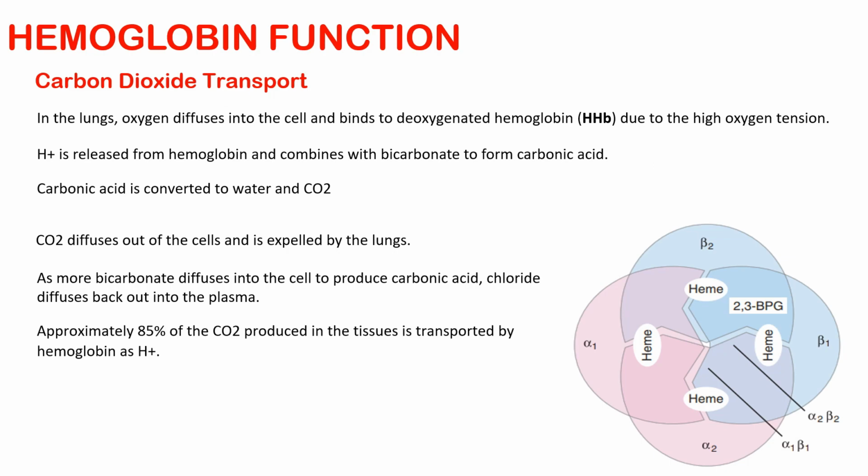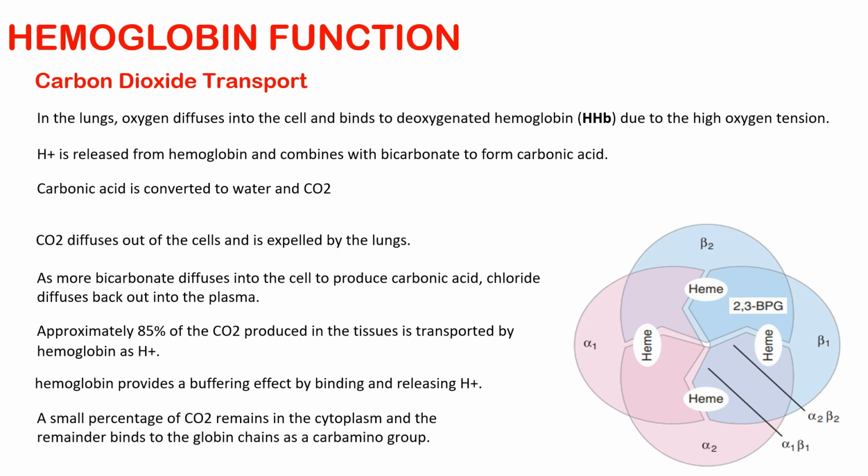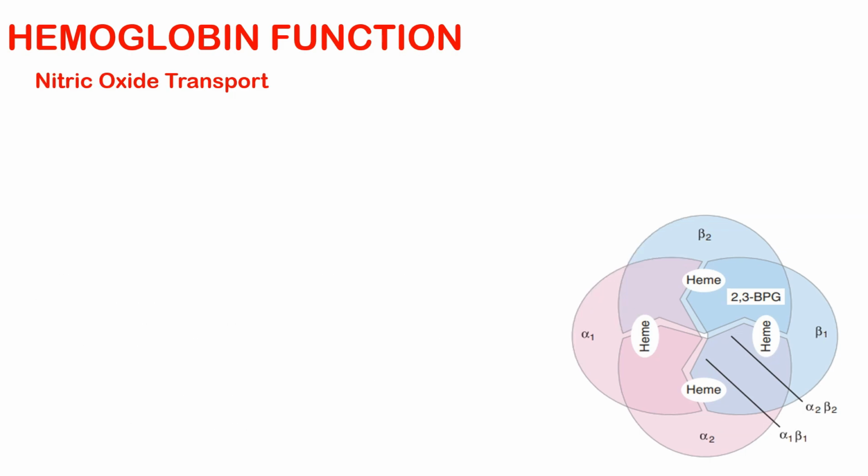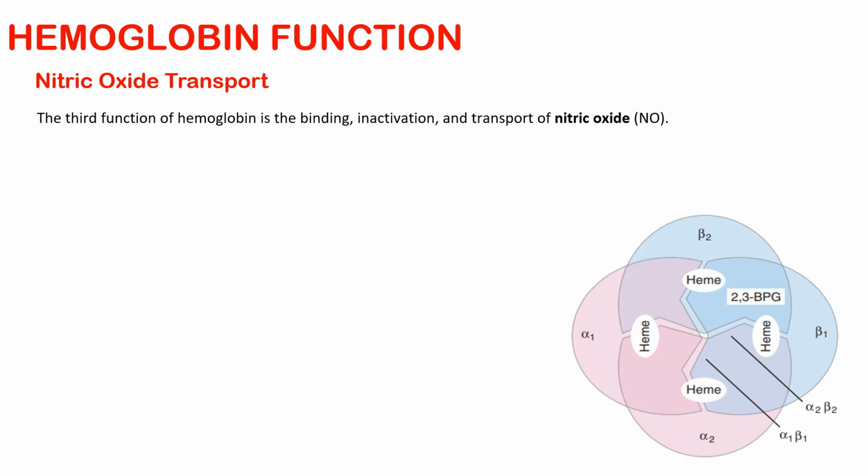Approximately 85% of the CO2 produced in the tissues is transported by hemoglobin as hydrogen ion. Hemoglobin provides a buffering effect by binding and releasing hydrogen. A small percentage of CO2 remains in the cytoplasm and the remainder binds to the globin chains as a carbamino group. Nitric oxide transport. The third function of hemoglobin is the binding, inactivation, and transport of nitric oxide.